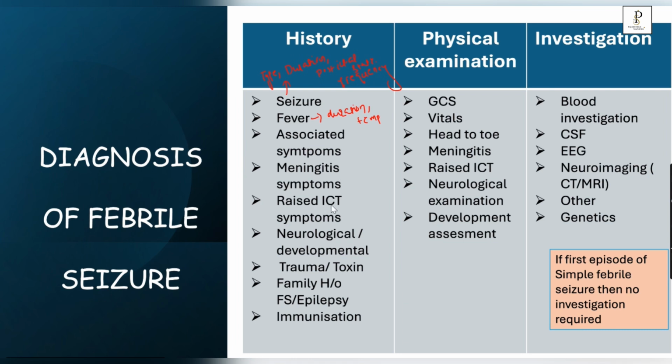Then ask about symptoms of raised ICT, like headache and vomiting, confusion, irritability, etc. So these meningitis and raised ICT symptoms must be asked. Then neurological or developmental symptoms. Whether any neurological abnormality is there, whether any developmental delay is there, whether the child was given any trauma or toxin. Then coming to family history, whether in the family there is any history of febrile seizure or epilepsy.